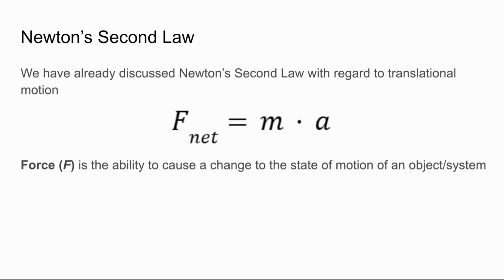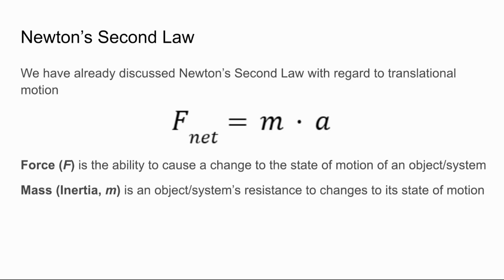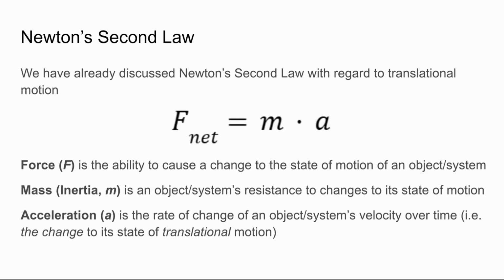And as a quick reminder, force is the ability to cause change to the state of motion of an object or a system. Mass is proportional to an object's inertia, which is an object's or system's resistance to changes to a state of motion. And acceleration is the rate of change of an object or system's velocity over time, which is basically just its change in its state of translational motion.